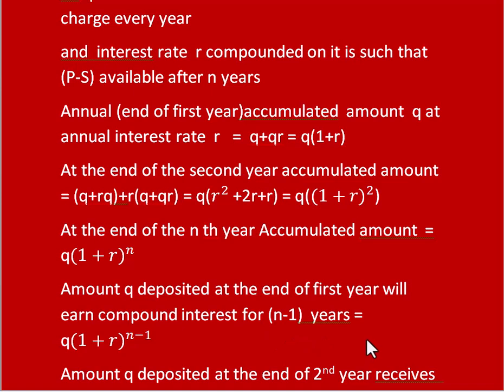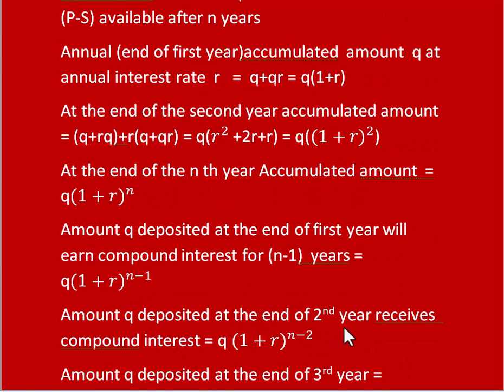If the life period is 10 years and the amount Q is deposited at the end of the first year, the compound interest will come only for 10 minus 1 years, that means 9 years. Similarly here for n years lifespan, if the amount is deposited at the end of the first year, the compound interest will come only for n minus 1 years. So that is equal to Q into 1 plus R whole power n minus 1.